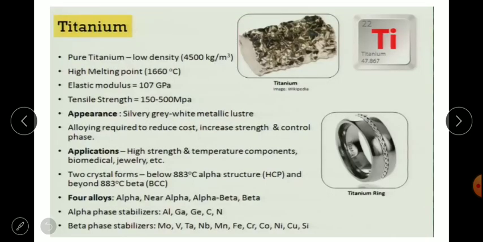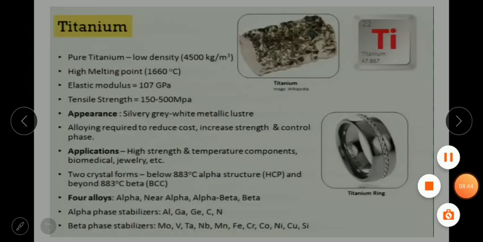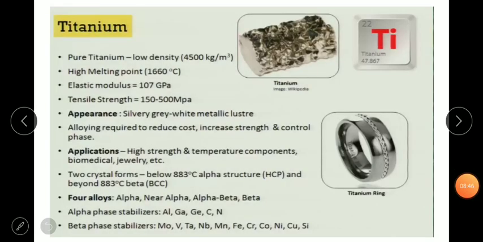Next, titanium alloy. Before starting with titanium alloy, it is a low non-ferrous alloy, with lower density, a high melting point of 1660, and silvery gray appearance. And what is the classification of this? That is alpha, near alpha, alpha-beta and beta. So these are the four types of titanium alloys which you have to remember.